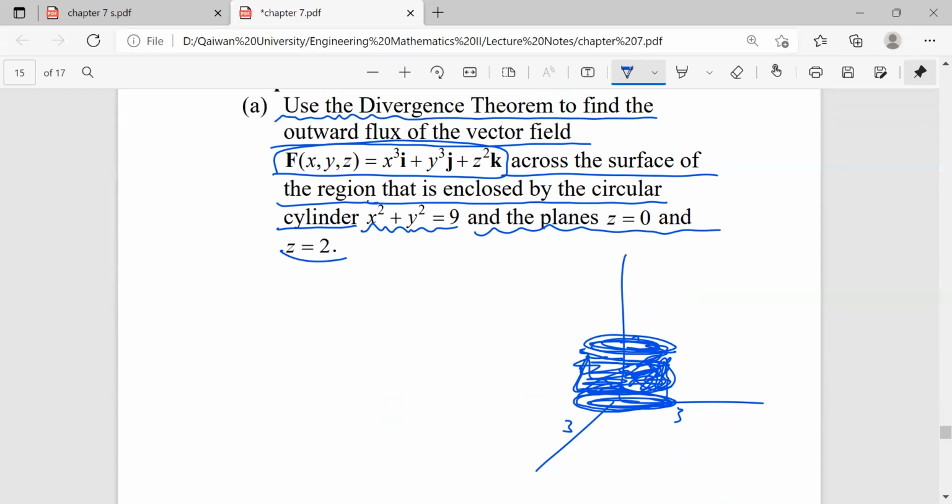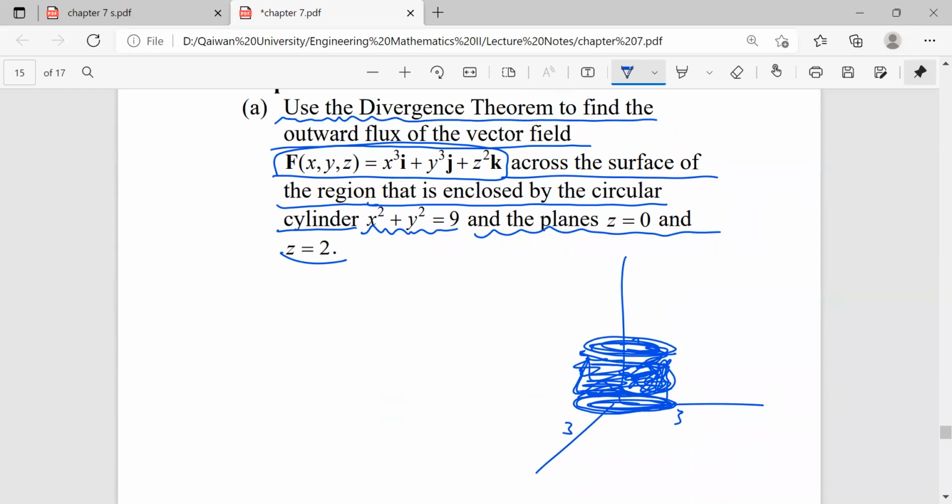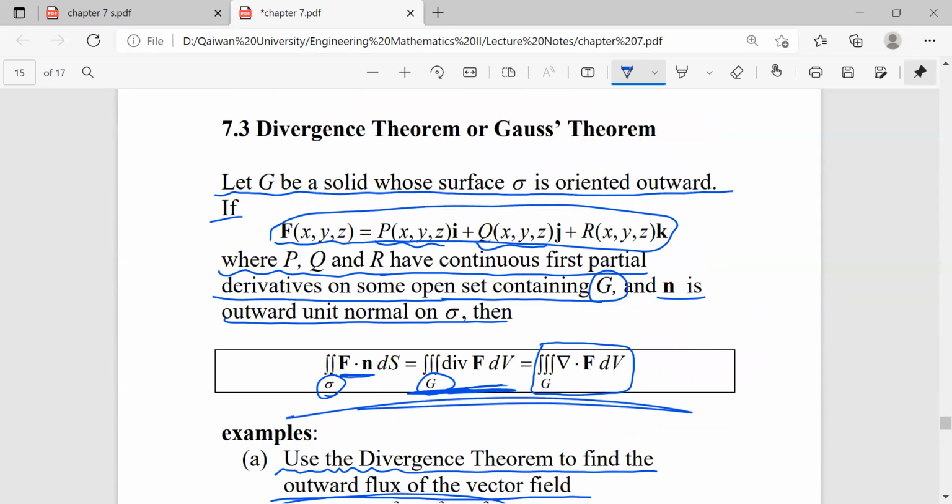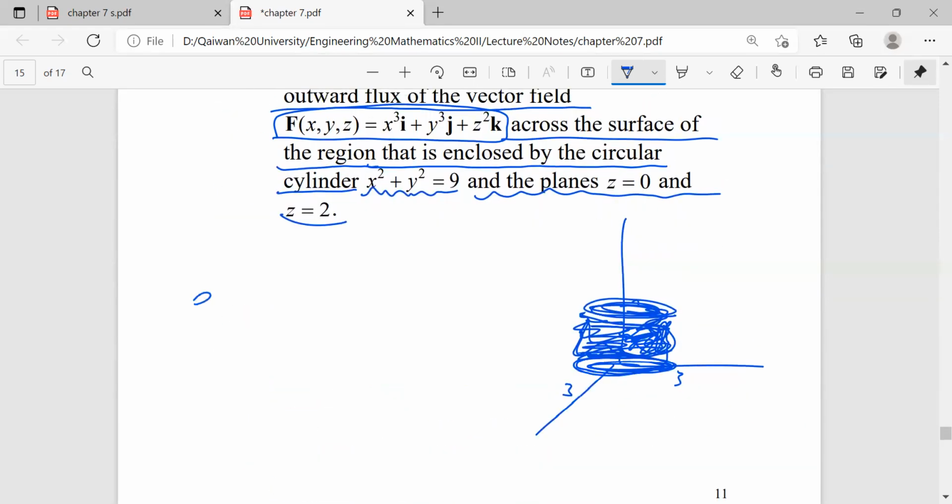Now it's important to find the limits for the triple integration. We say the flux is the triple integral over G of divergence F dV. It's a volume. As you have a triple integral, it means volume. If you have a double integral, it means area.